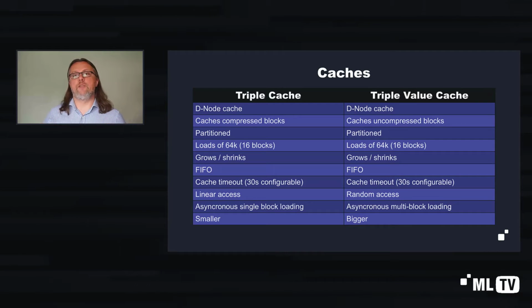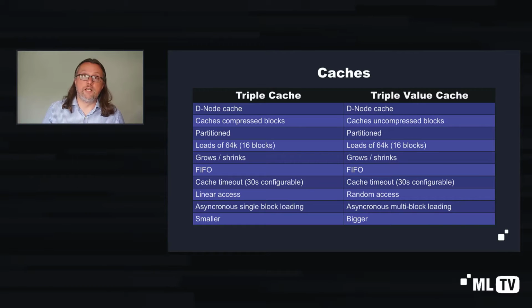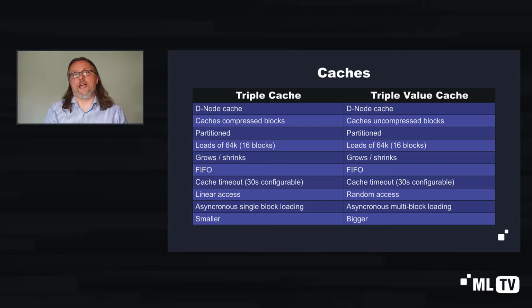Both of these caches do grow and shrink in memory. They don't take up their full allotted amount of memory if they don't need to at that point in time, and they've got the ability to trickle release blocks from the cache if they haven't been used for a given time. The default timeout is 30 seconds. That is configurable, so that's the time at which a block that hasn't been used will be got rid of from the cache.